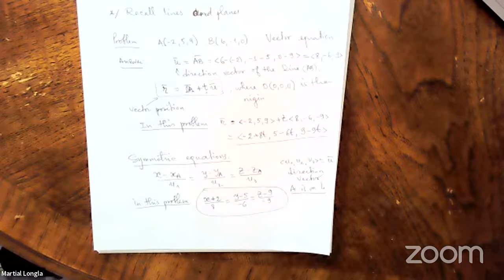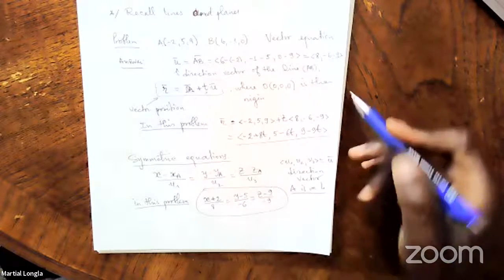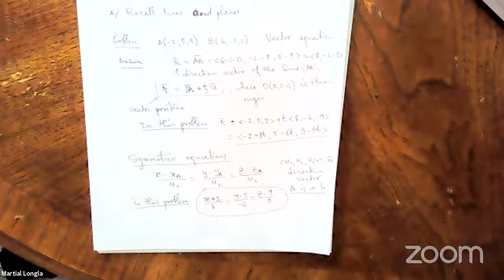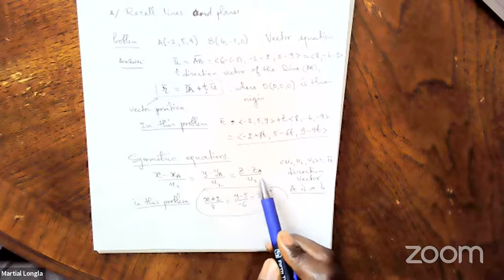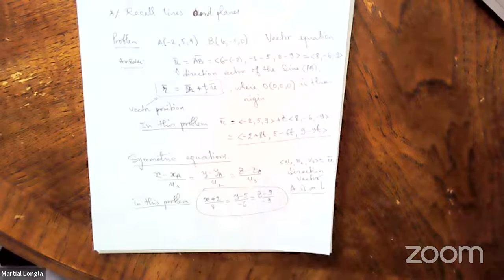And what you need to care about is the form of the equation that is required. If you want the parametric equations or the vector equations, it's this. If you want the symmetric equations or Cartesian equations, it's that. Any questions?